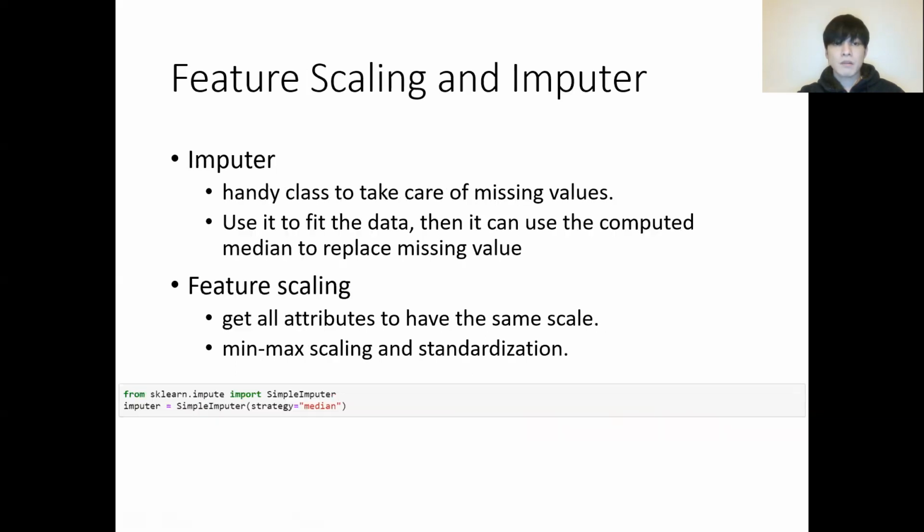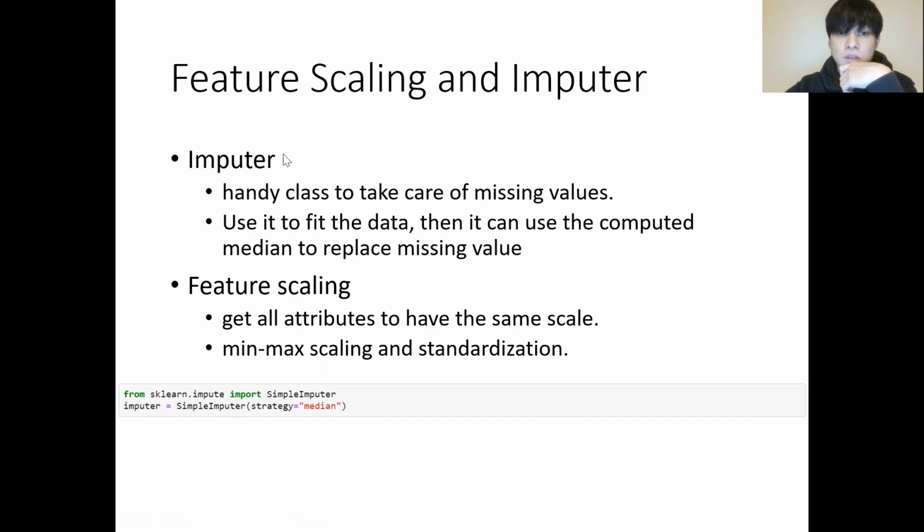So that is data cleaning. Besides data cleaning, when we talk about the preparation of data for model training, we also have to think about feature scaling and the imputer. The imputer is a very handy class in scikit-learn that takes care of missing values as well. Similar to fillna that we mentioned just now, the imputer is something similar, where you can fit it to the data. After it learns about the data, it can use the computed median or mean to replace the missing values.